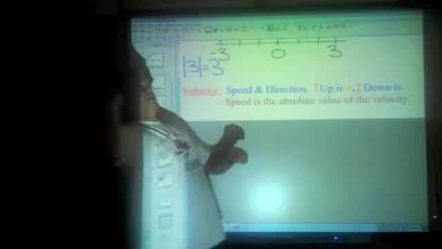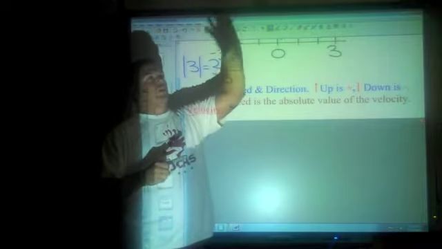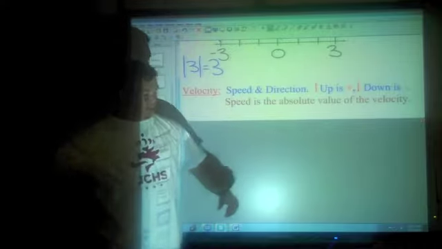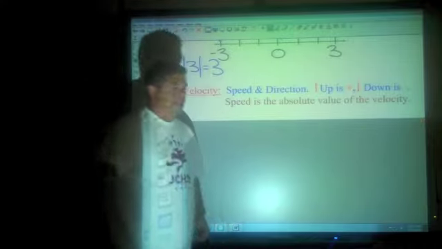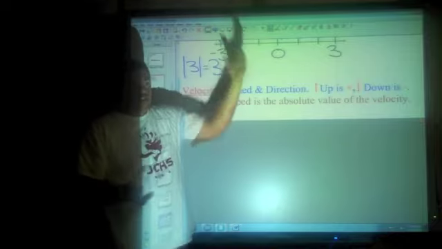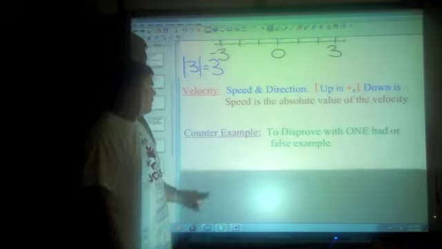So I throw an object up in the air at 200 miles an hour, the velocity is positive 200 miles per hour. If I throw an object down at 200 miles an hour, it's going to be negative 200 miles per hour. The speed of both objects is 200 miles per hour. The positive tells me up, the negative tells me down.